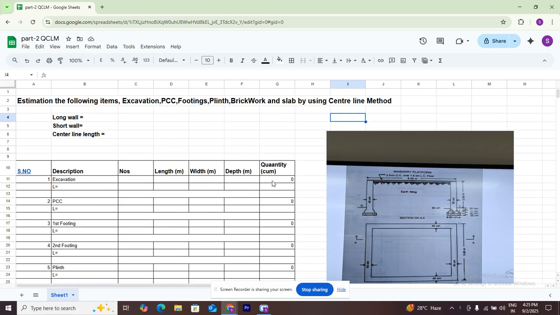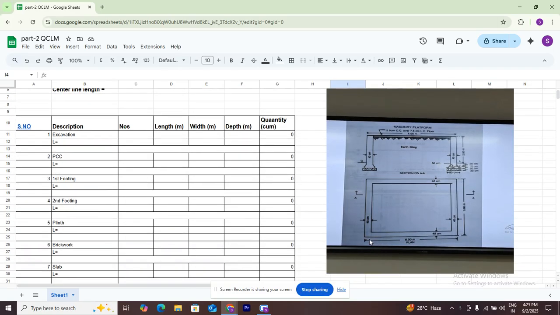First, the dimensions are given in the overall plan and section. Looking at the plan, the overall dimensions are given: 6 meters outer to outer and 5 meters outer to outer. That's why we need to follow the center line. In this session we calculate using the center line method. First we calculate the long wall and short wall center to center.